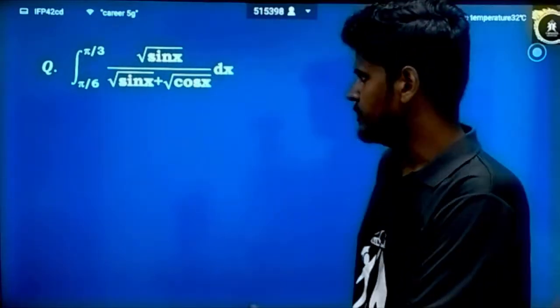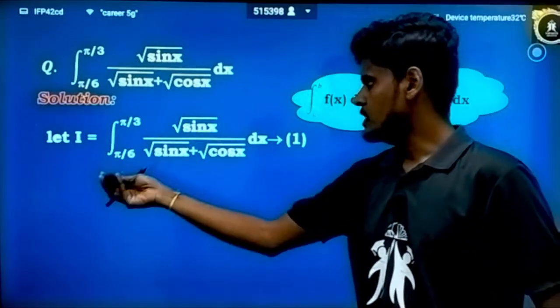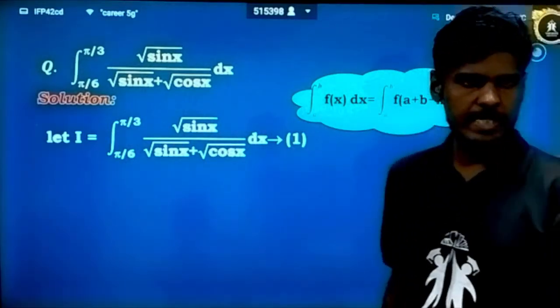We will see the solution. It is very easy. You can try these questions yourself. So this is integral a to b f of a plus b minus x dx.